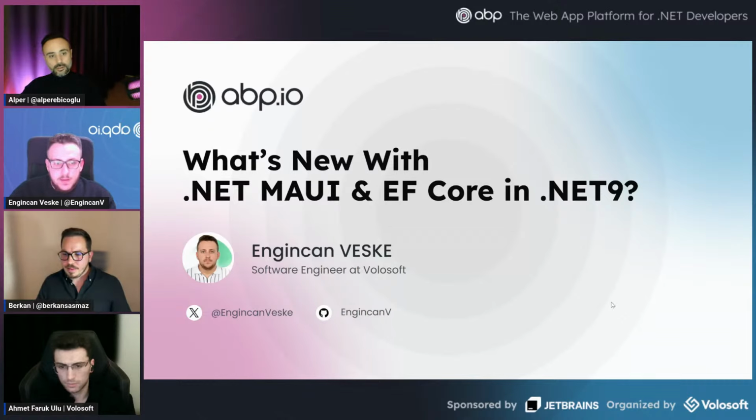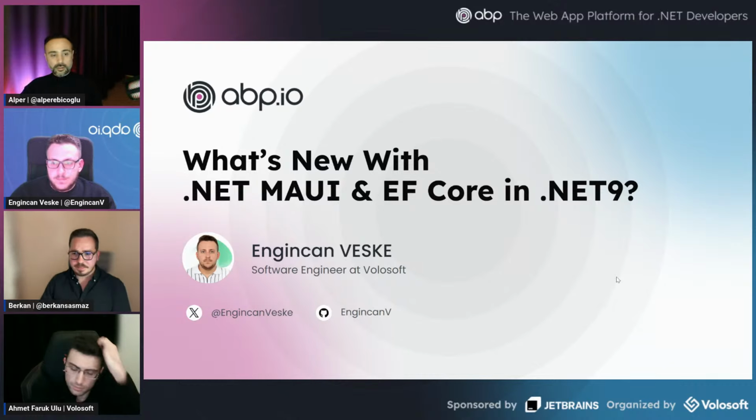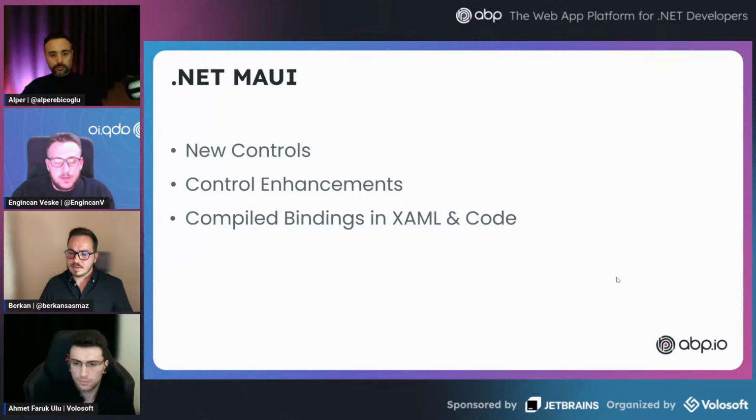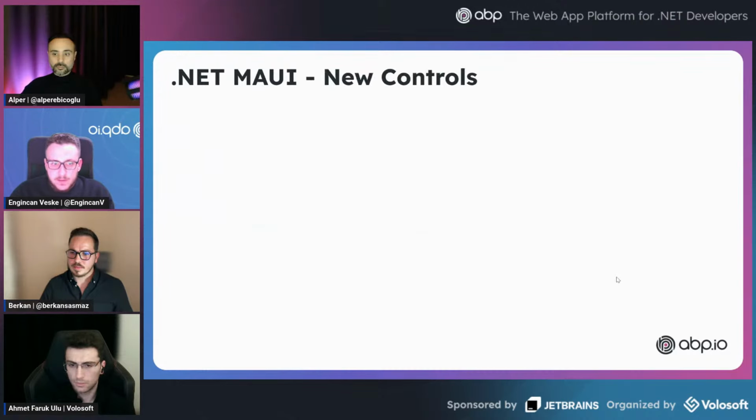Thank you, Alper. Engin Can is going to tell us about .NET MAUI and EF Core, what's coming with .NET 9. Hello, everyone again. Today I will be talking about what is new with .NET MAUI 9 and EF Core 9. When we look at the .NET MAUI side, we will see some new controls, and there are some enhancements in the existing controls. And now .NET MAUI supports compiled bindings in XAML code in a wider aspect.